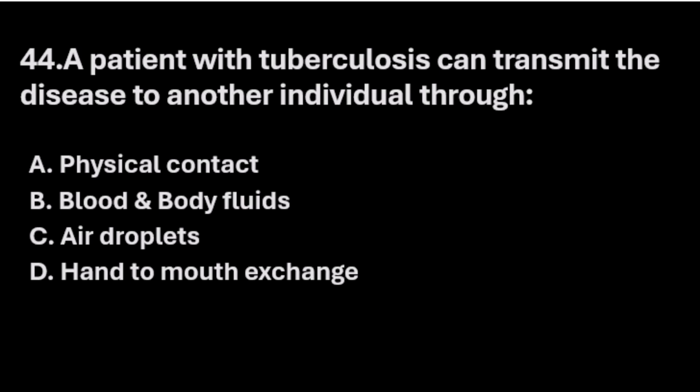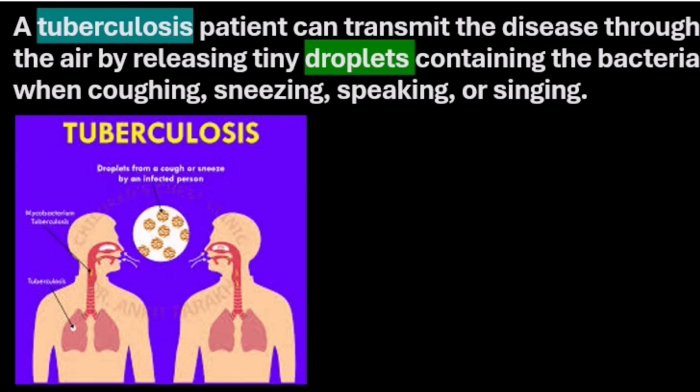Next question. A patient with tuberculosis can transmit the disease to another individual through option A, physical contact; option B, blood and body fluids; option C, air droplets; and option D, hand-to-mouth exchange. The right answer is option C, air droplets. A tuberculosis patient can transmit the disease through the air by releasing tiny droplets containing the bacteria when coughing, sneezing, speaking, or singing. So tuberculosis is transmitted by droplets.